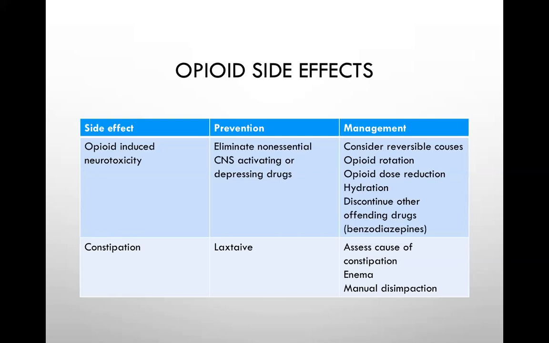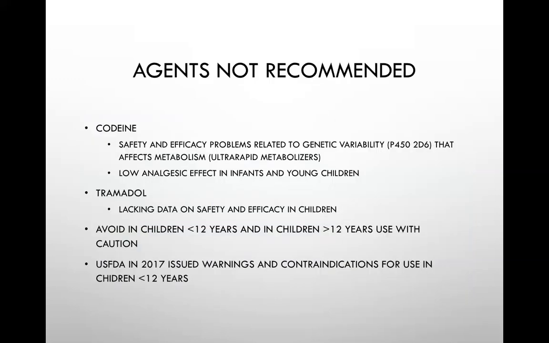Constipation: prevention is with laxatives, and management is assessing the cause of constipation, and if you identify and think the constipation is because of the opioids, consider giving an enema or manual disimpaction can help. Agents that are not recommended in children are codeine and tramadol.